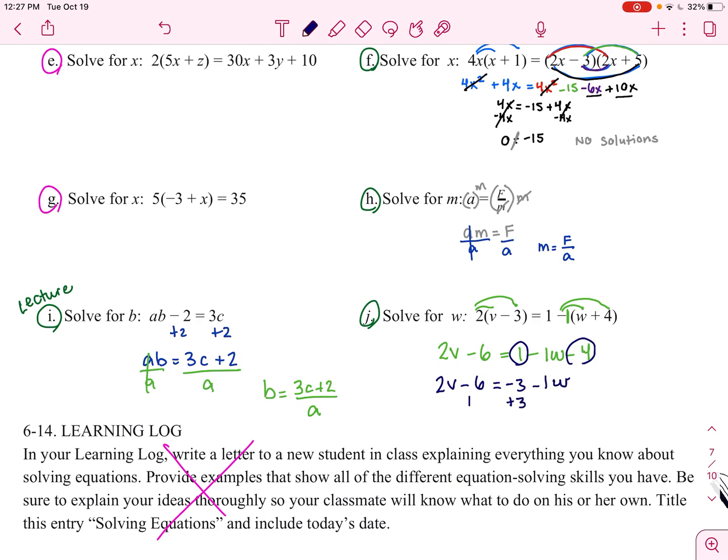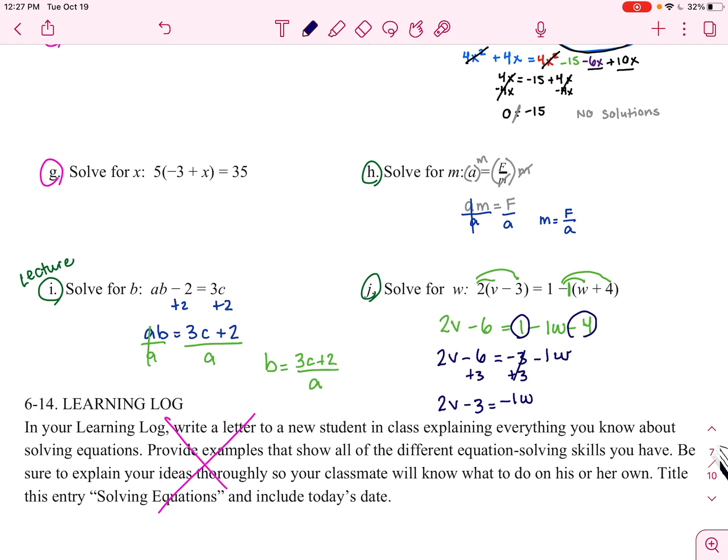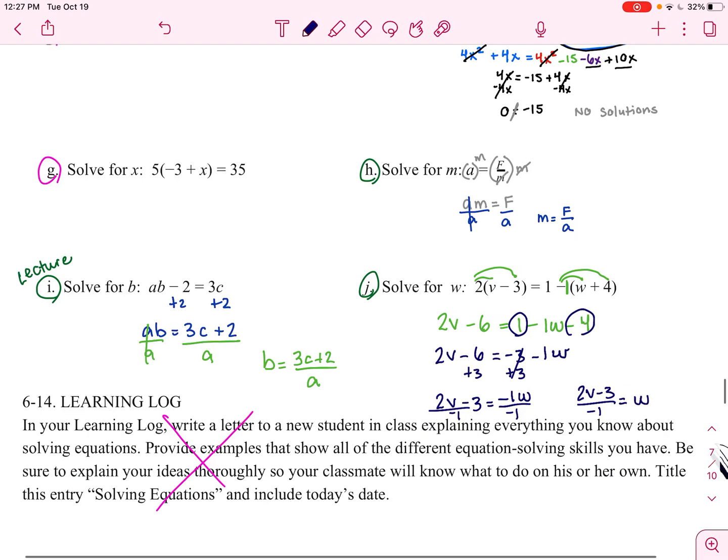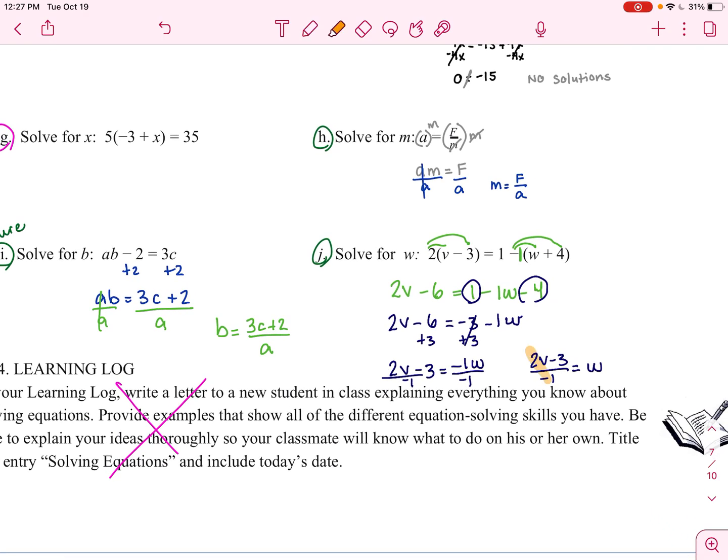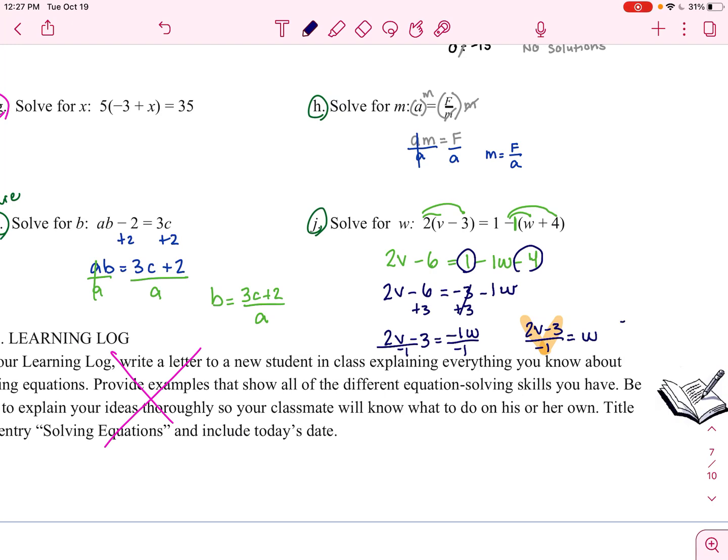I'm going to add 3 to both sides. We have 2v minus 3 equals negative 1w. We want w by itself. It's being multiplied by a negative 1. Let's divide both sides by negative 1. So we get 2v minus 3 divided by negative 1 equals w. You could make it prettier and divide this negative 1 into both of these terms. 2v divided by a negative 1 is a negative 2v. Negative 3 divided by a negative 1 is a positive 3, and that equals w.